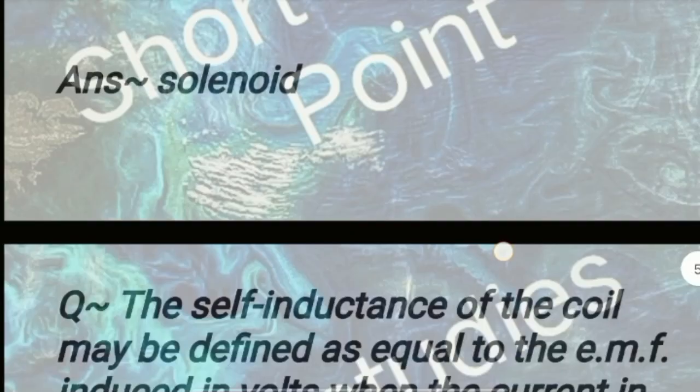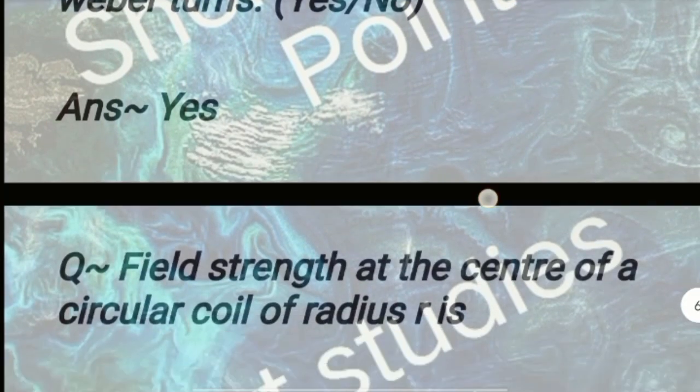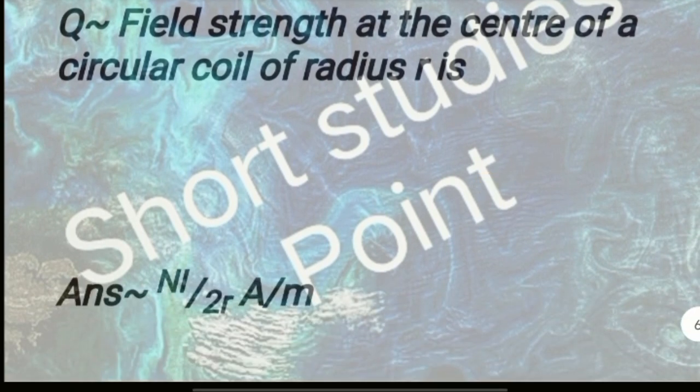Answer: solenoid. Next question: the self-inductance of a coil may be defined as equal to the EMF induced in volts when the current in the circuit changes at the rate of unit Weber turns. Answer: it is a true statement. Next question: field strength at the center of a circular coil of radius r is? Answer: Ni upon 2r, A per m.